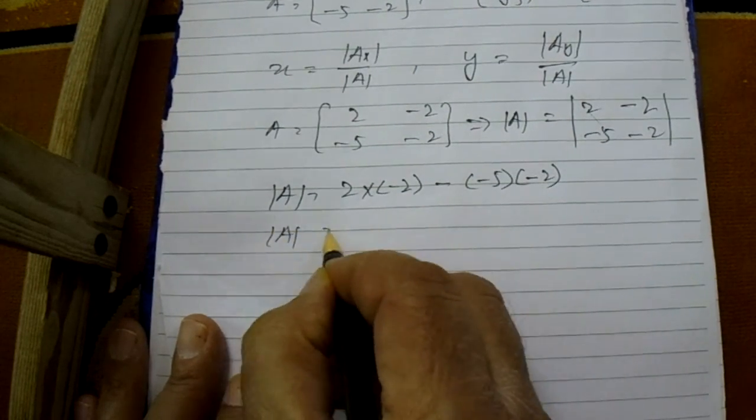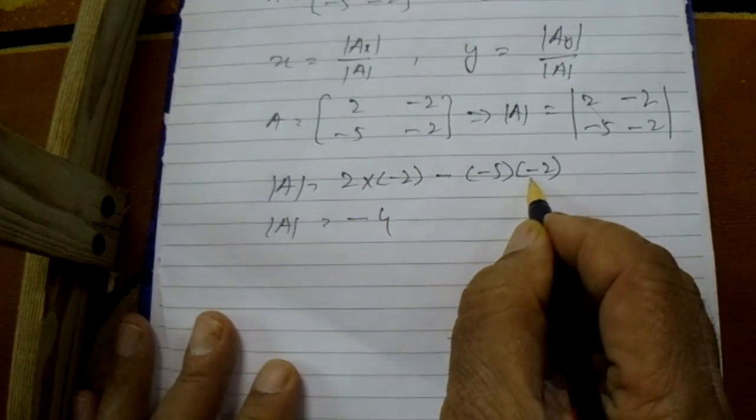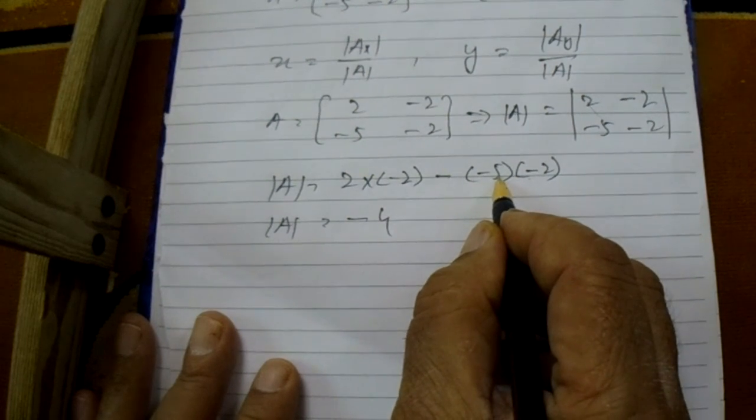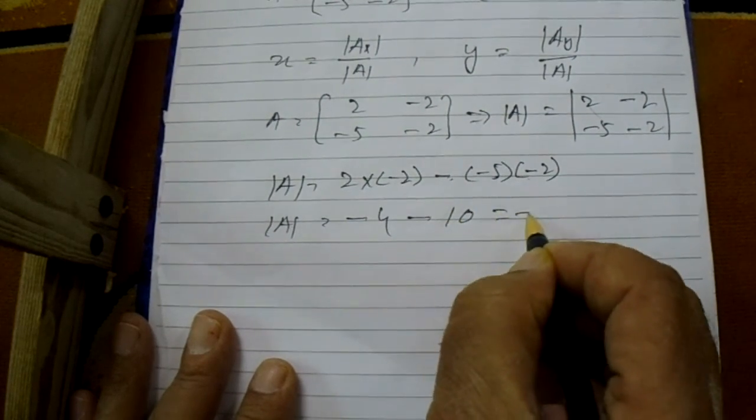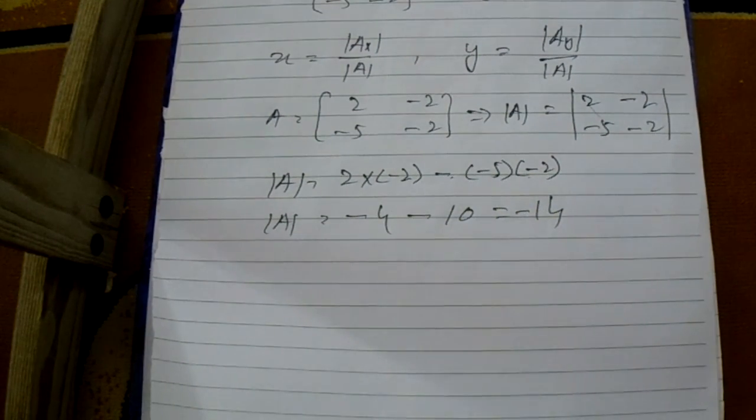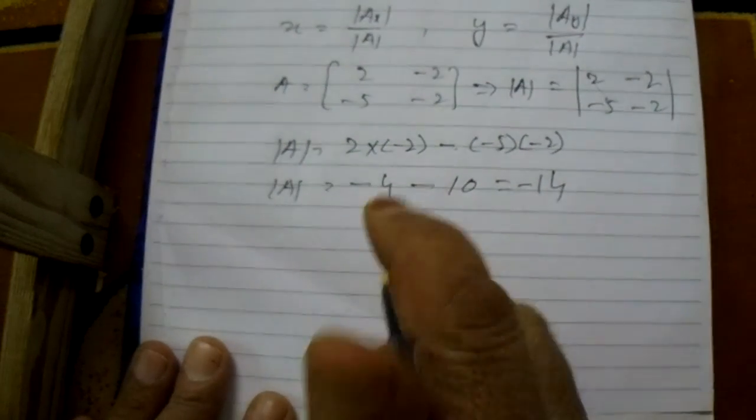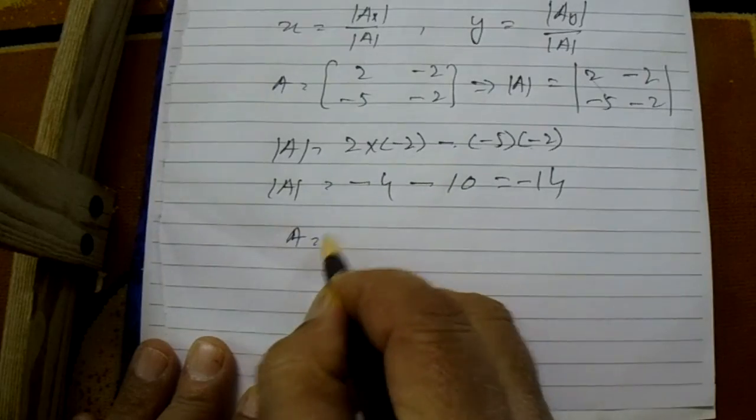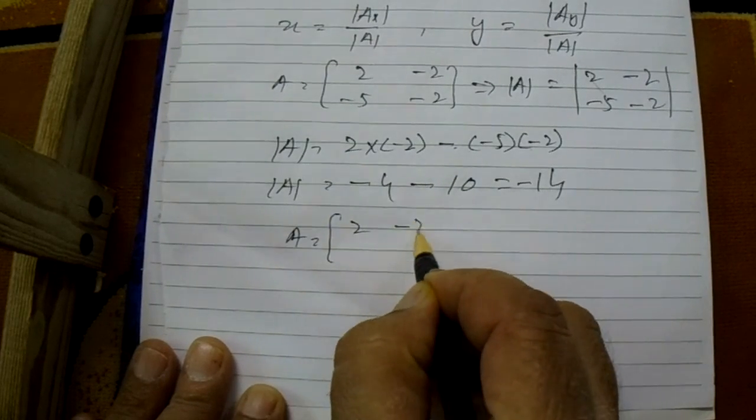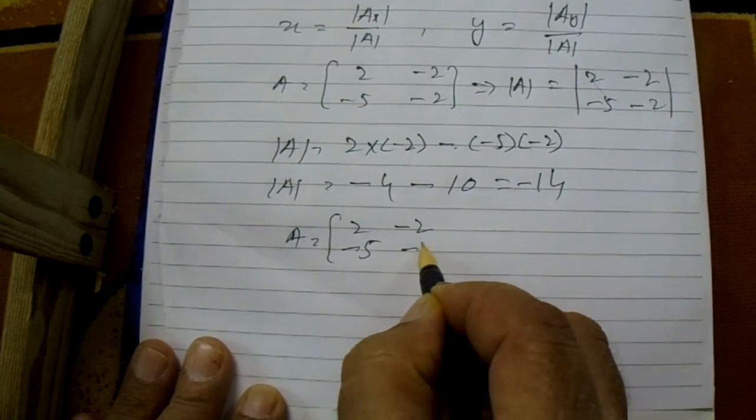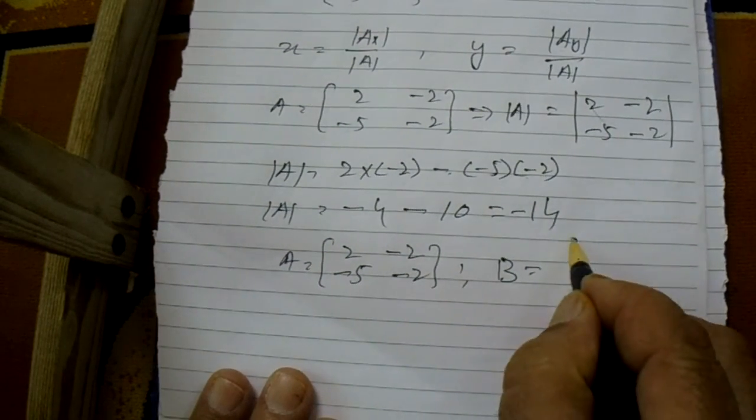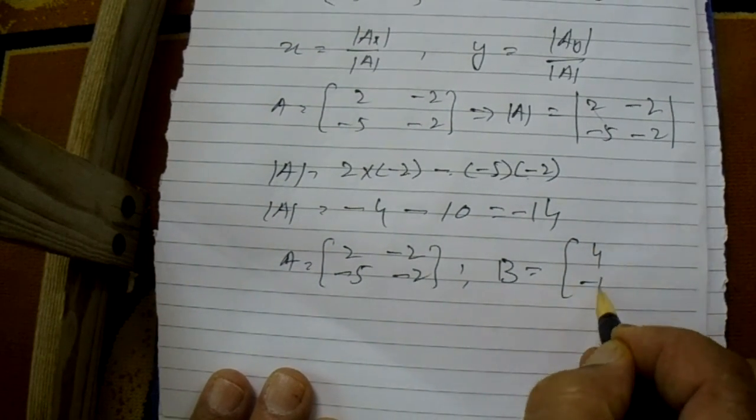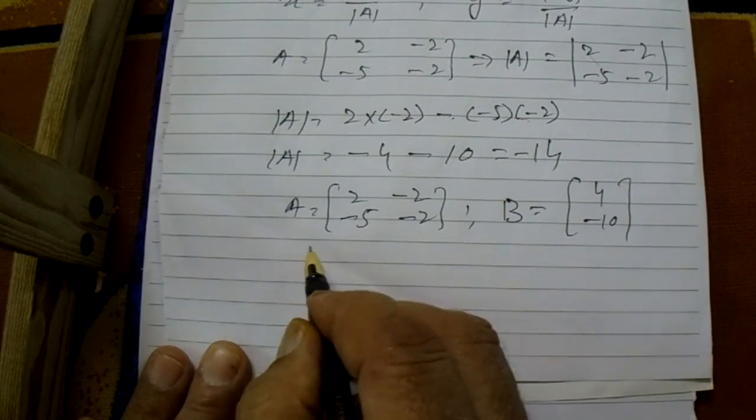That determinant A is equal to minus 4, and here minus minus plus and plus minus minus, minus 10 is equal to minus 14. Now the determinant A is equal to minus 14. Now we find determinant AX. Again write our matrix A is equal to 2 minus 2, minus 5 minus 2, and B matrix is equal to, we have written before, 4 minus 10.